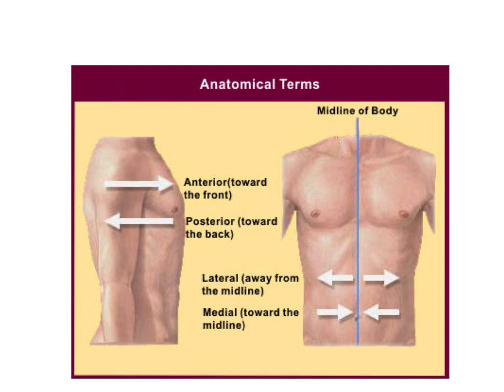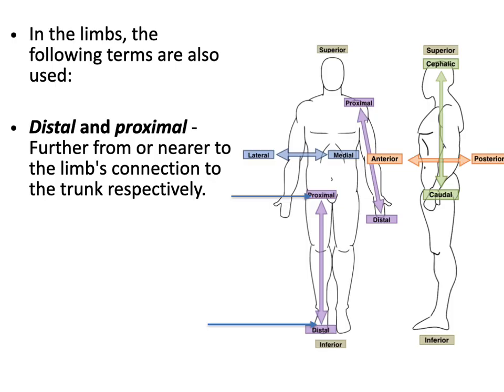So, this is to show you how this is anterior, posterior, lateral and medial. In the limbs, we use the terms distal and proximal. So, distal means away and proximal means towards the body, towards the trunk. So, if you see the toe or the foot, this is distal and here the hip joint will be proximal.